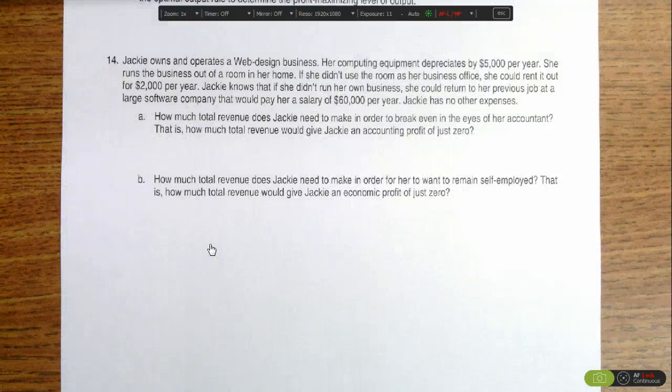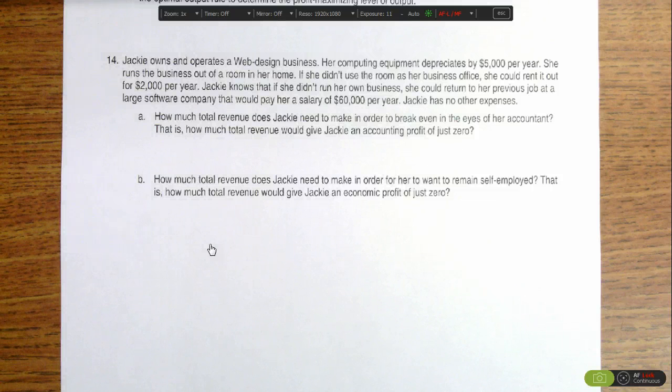This portion of the question is asking us to identify how much revenue Jackie would need in order to earn an accounting profit of 0. Accounting profit, remember, is just taking our revenue, the money coming in, and subtracting explicit costs, that is, costs that are paid for directly. And the difference between those would be the accounting profit.